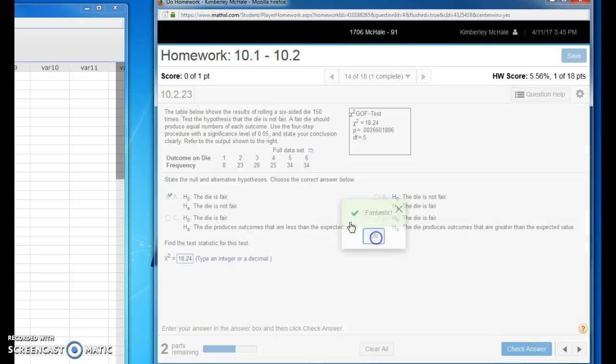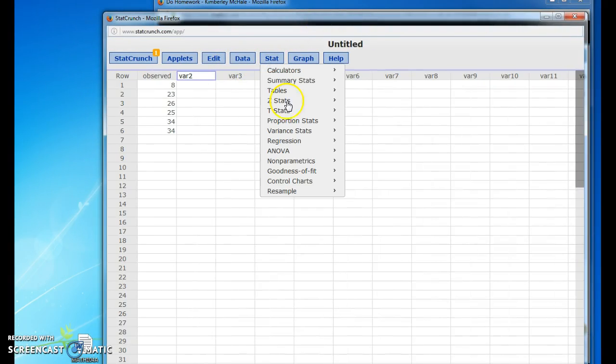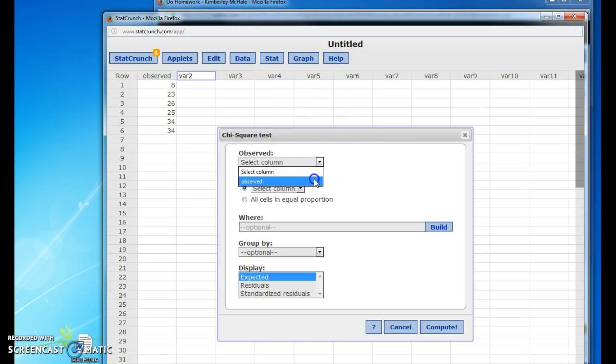But if I wanted to, I could calculate that in StatCrunch. I would go to Stat, goodness of fit, chi-square test. My observed column is all the observed values I saw. I don't have an expected. I'm going to hit all cells in equal proportion.